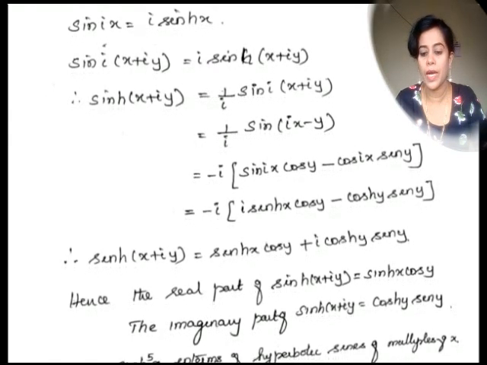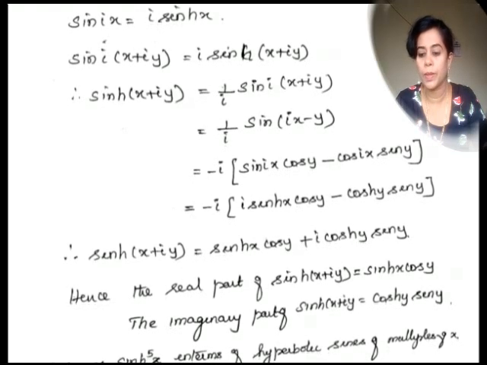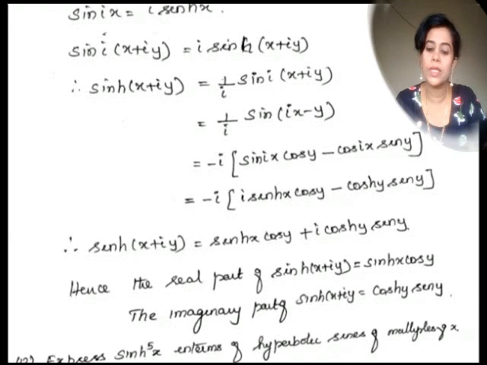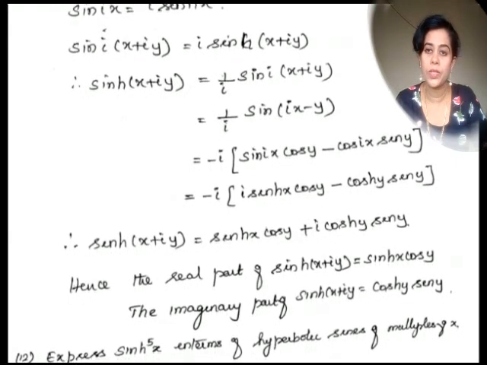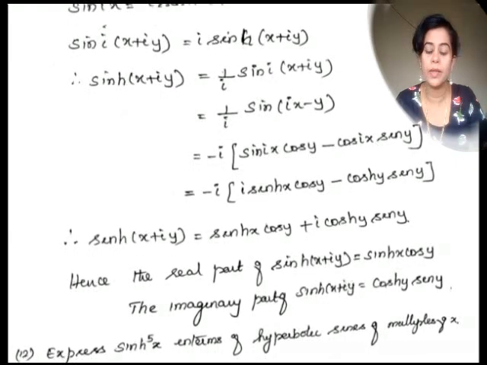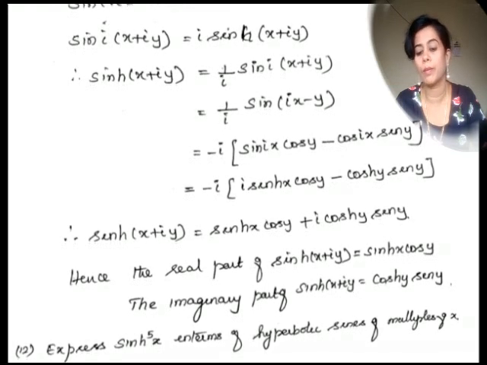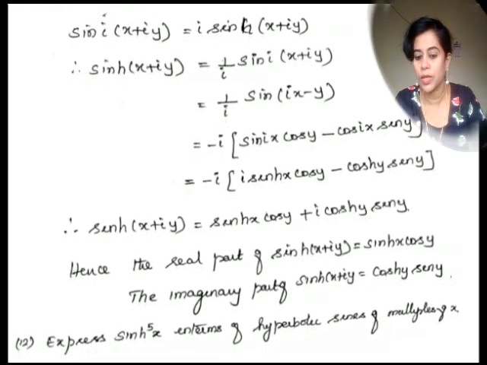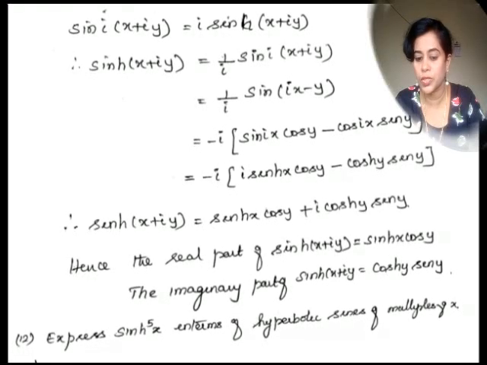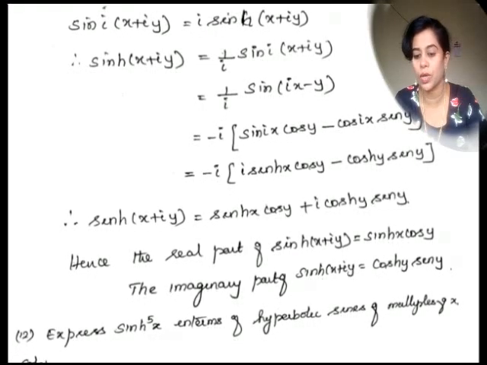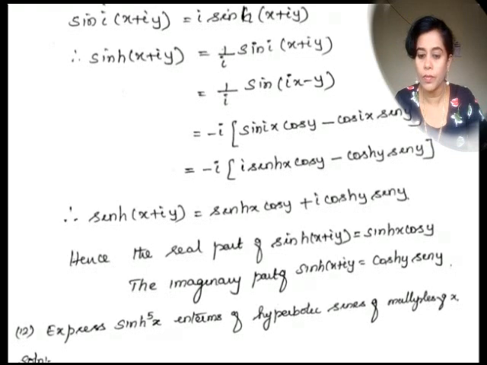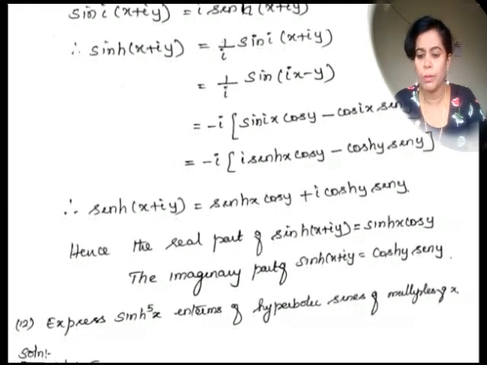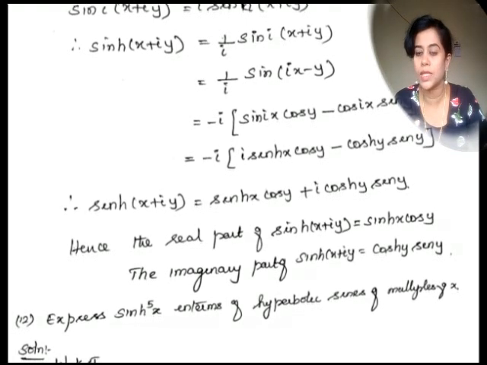So multiply the i into the function. i squared is equal to minus 1, and already there is one minus, so minus and minus give plus 1. Therefore we are getting sinh of (x plus iy) is equal to sinh x cos y, and then minus of i, minus and minus plus i, into cosh y sin y.